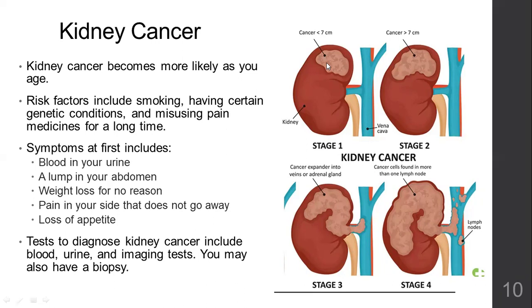Weight loss for no reason. Why weight loss? Because cancerous cells take up the nutrients and energy away from the healthy cells. Cancerous cells grow rapidly and they steal all the nutrients required for the maintenance of healthy cells, and they take all the nutrients for their own growth. So that causes an energy deficit, and because of that, weight loss can be seen.